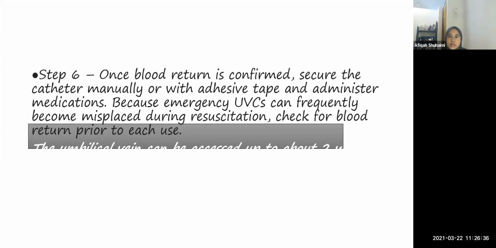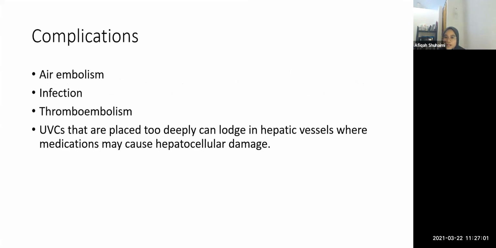Once blood return is confirmed, secure the catheter manually or with adhesive tape and administer medication, because in an emergency the umbilical vein catheter can frequently become misplaced during resuscitation. Check for blood return prior to each use. The umbilical vein can be accessed for only up to 2 weeks, 10 to 14 days exactly. Next.